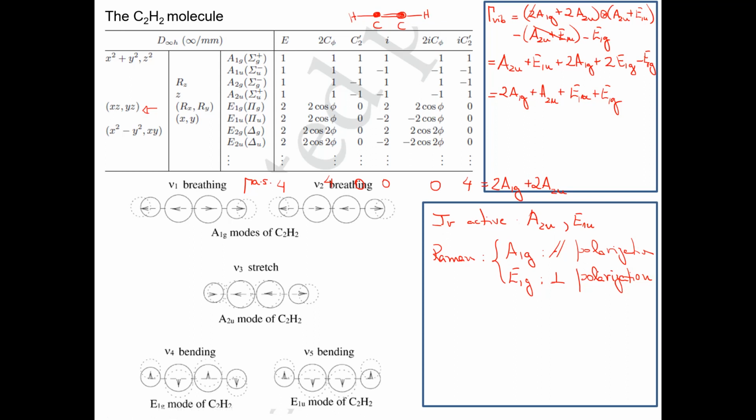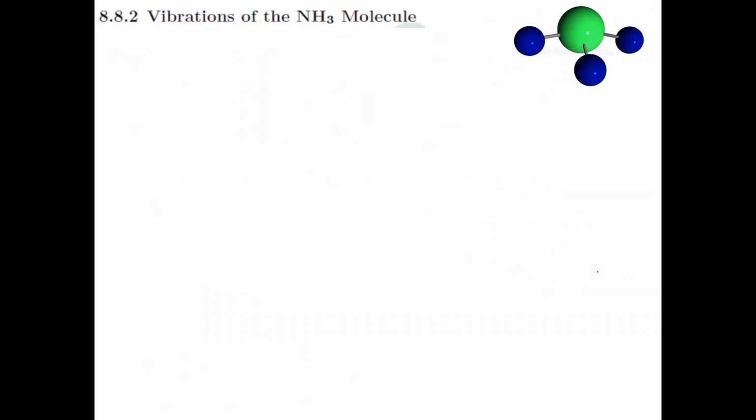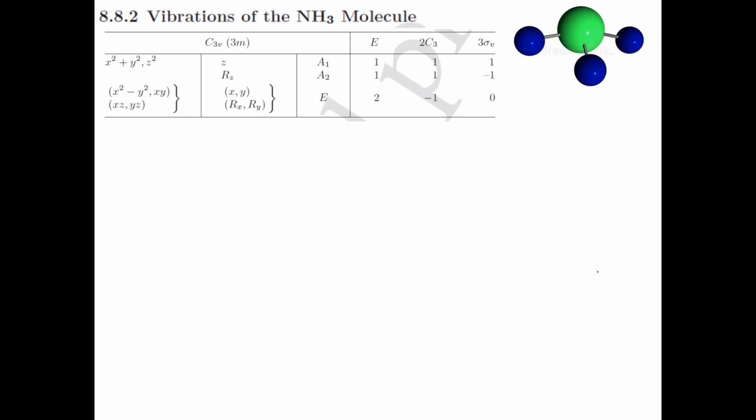Very good. So let's go now to three-dimensional molecules, and we start with the ammonia molecule, the NH3 molecule. We see it right there, and it transforms like the C3V point group. The C3V point group, this is the character table, has only three classes: identity, the two C3 rotations, and three vertical reflections, three sigma V operations. These are the three irreducible representations.